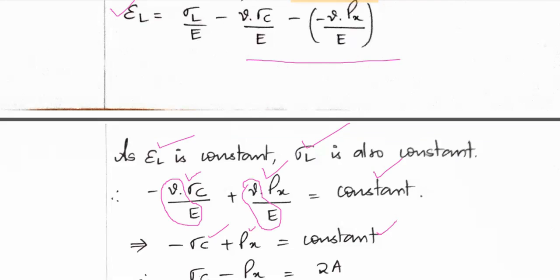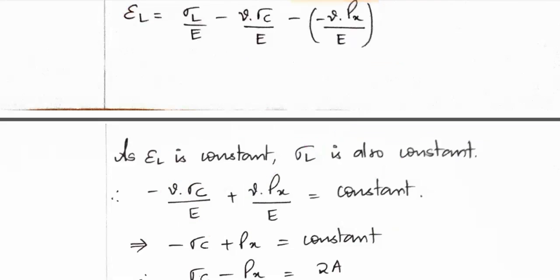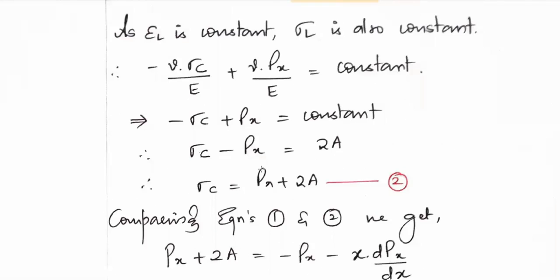I'll change the sign now. If you change the sign, what will you get? I'll get sigma C minus Px is equal to 2a. The constant which was there on the right hand side, I'll take it as 2a. Therefore, sigma C is equal to Px plus 2a. You can take this as your equation number 2.